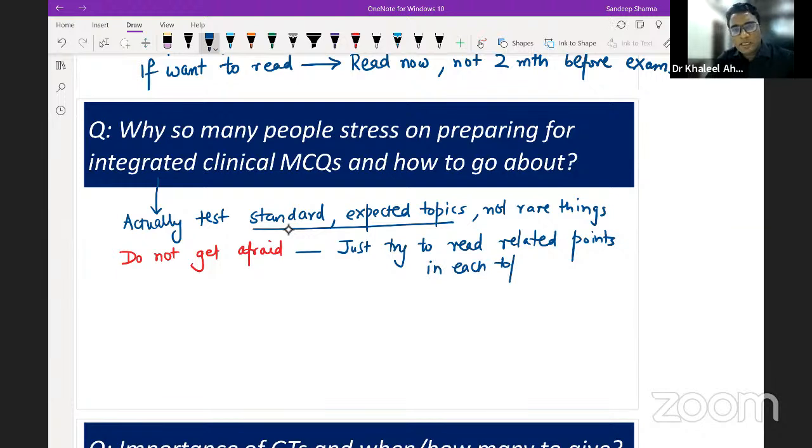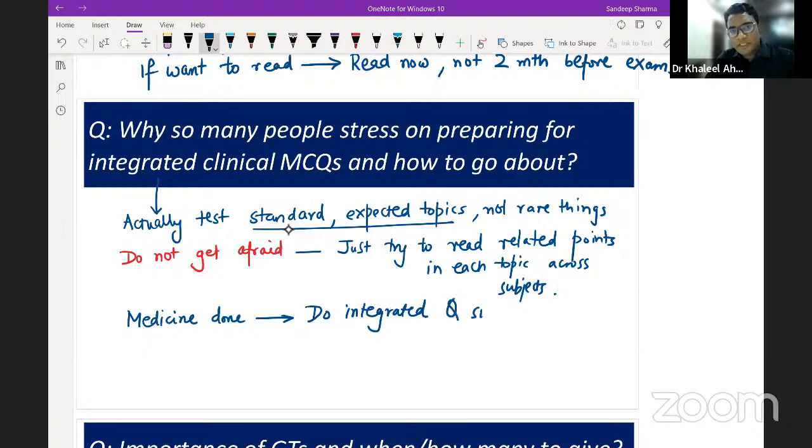Do them once you're done with your subject thoroughly, and don't wait for all the 19 subjects to be covered to start doing integrated questions. If you're done with your medicine, start doing the integrated questions in medicine, because it's not going to be a randomly asked topic. Do the integrated questions simultaneously. Once you come to radiology, obviously the understanding of the radiographs, CT and MRI becomes much easier, but don't postpone your integrated questions till the last.